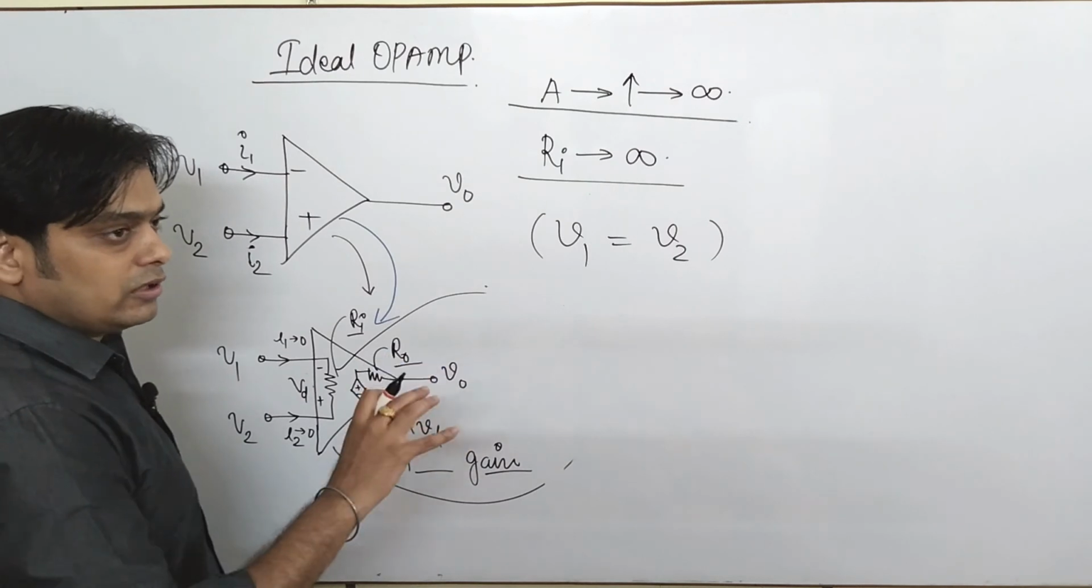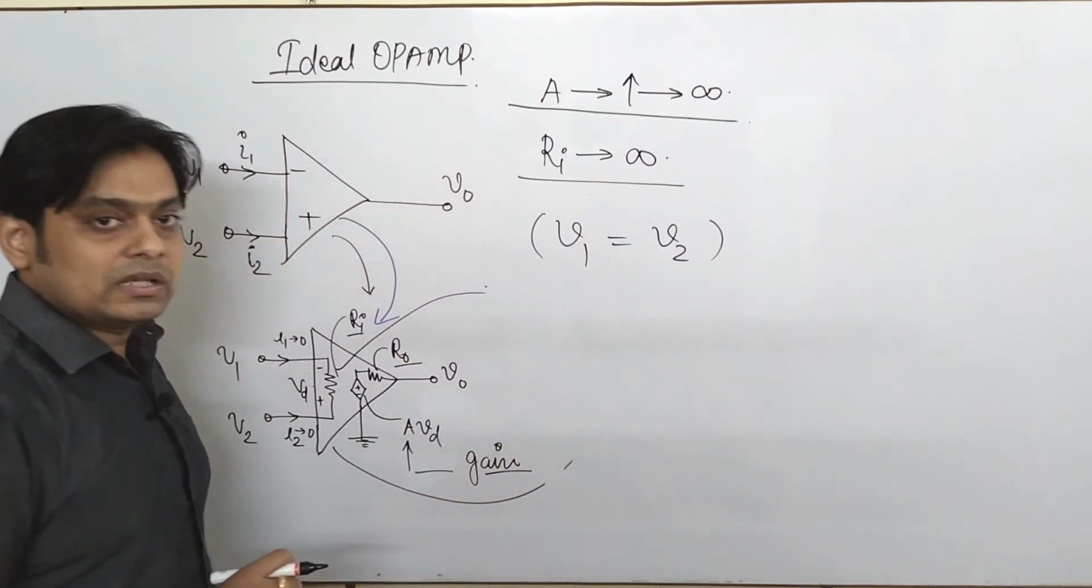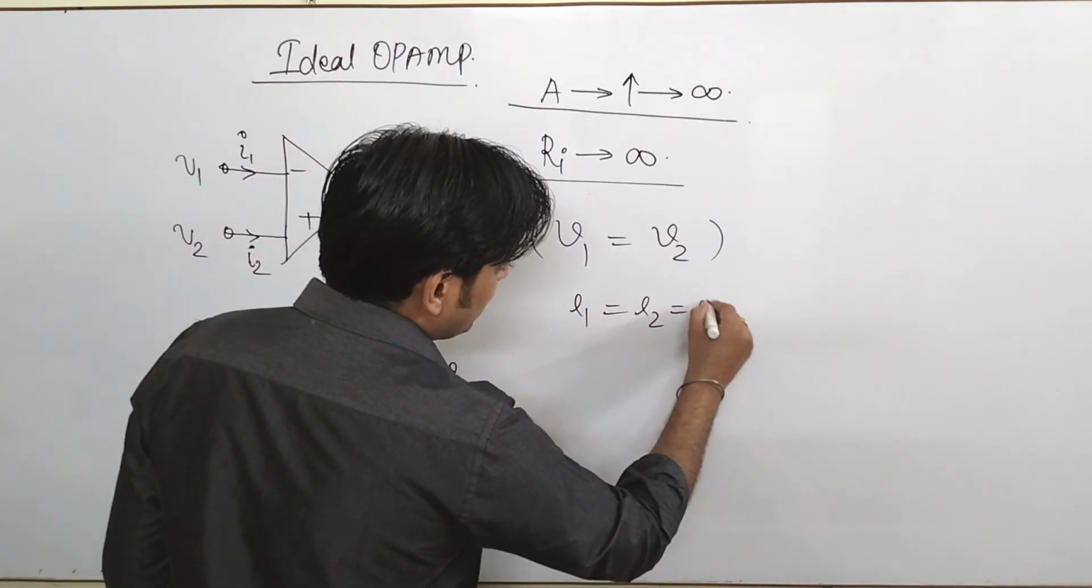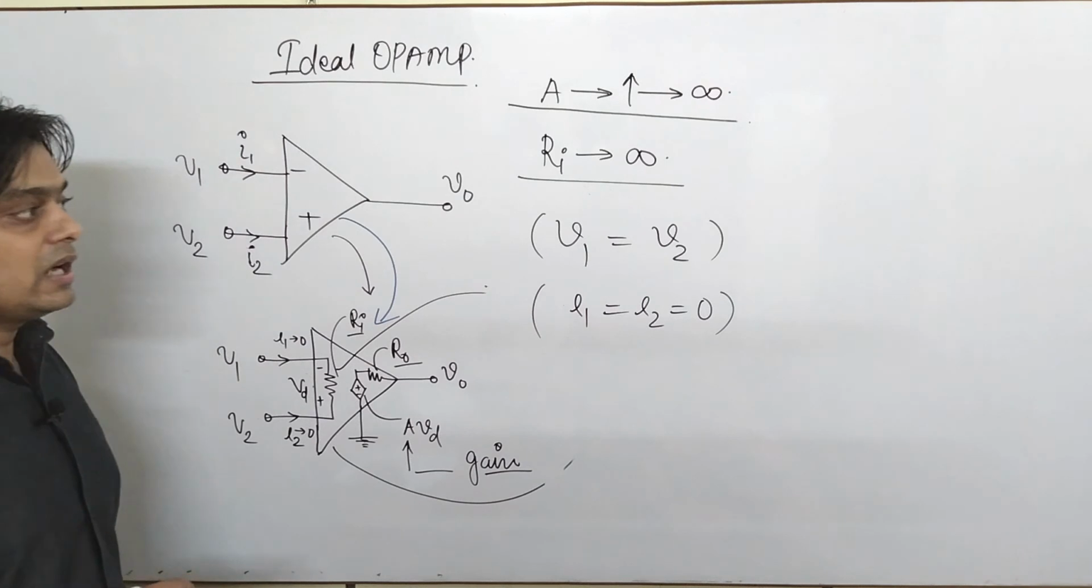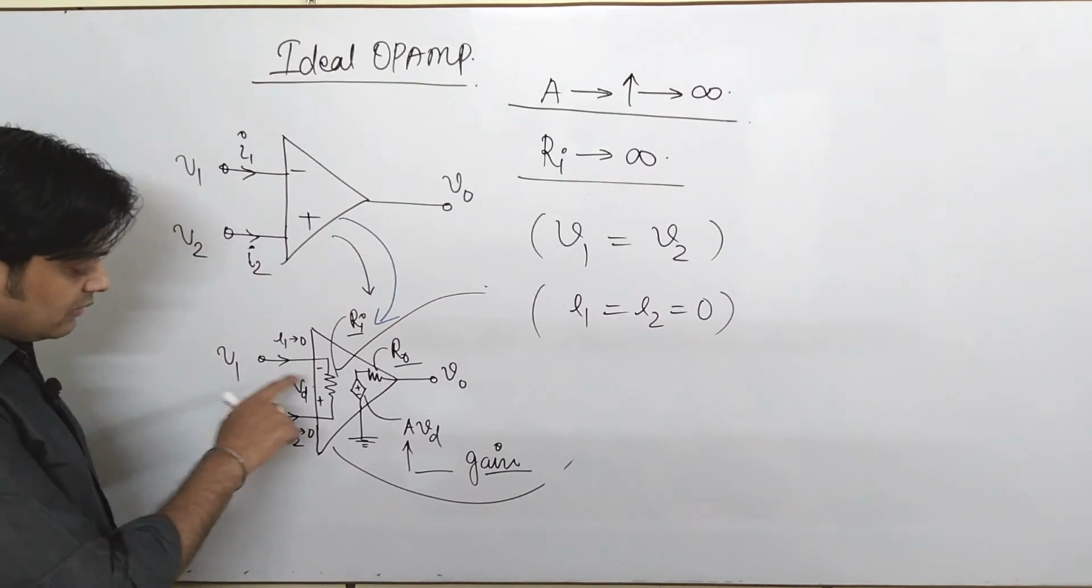Inverting, non-inverting, non-inverting, inverting. Whatever the voltage at both terminals is always equal, and the currents I1 and I2 are 0. This is a condition of an ideal operational amplifier. There are a few more conditions, which we will see from here.